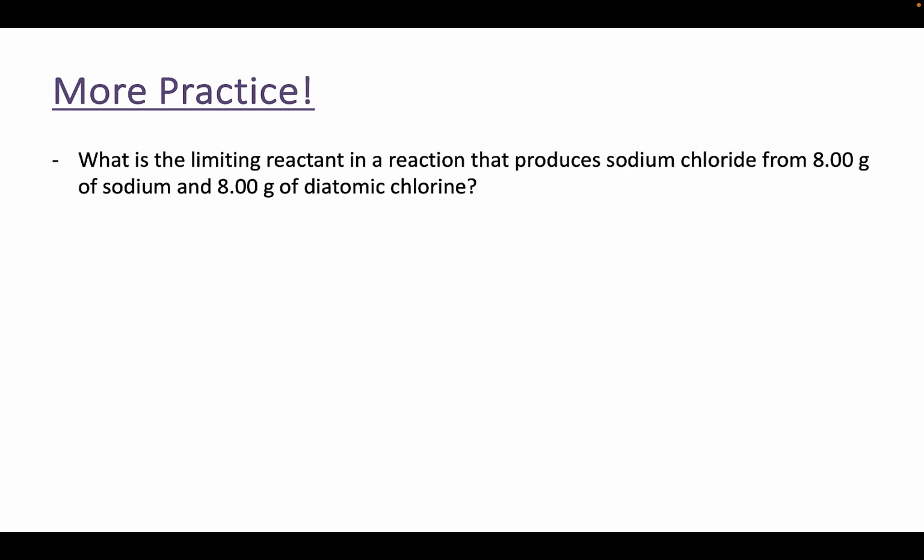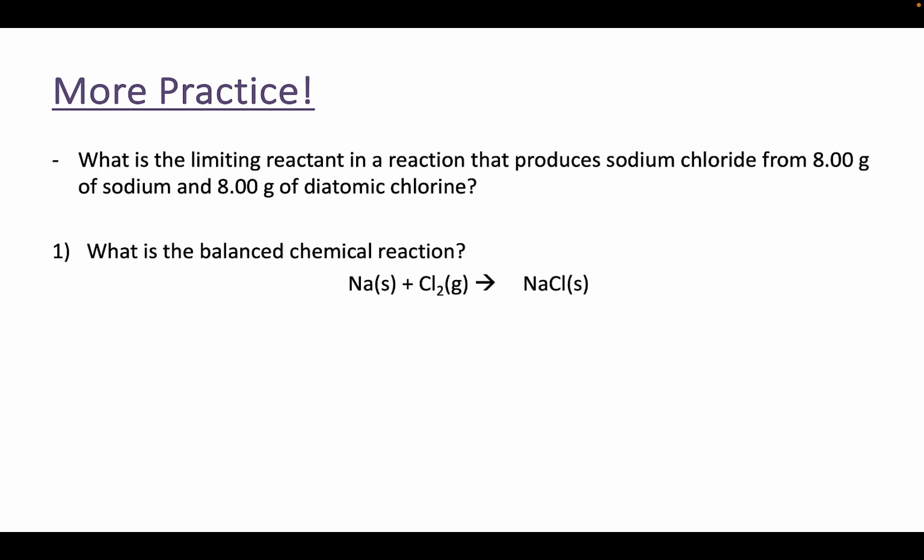All right, so if we look at this, we have 8 grams of sodium and 8 grams of chlorine. We're going to have a reaction that makes sodium chloride, and we want to know which one's limiting. The first thing is we absolutely need a balanced chemical reaction. It's sodium and diatomic chlorine, which is how chlorine likes to be, and we're forming sodium chloride. Is this balanced? The answer so far is no, we don't have the same number of chlorines on each side. But if we double the sodium chloride, now the chlorines are good, there's 2 on each side, and then we need to double the sodium for that. And so this will be our balanced chemical reaction that we're going to use for the rest of this problem.